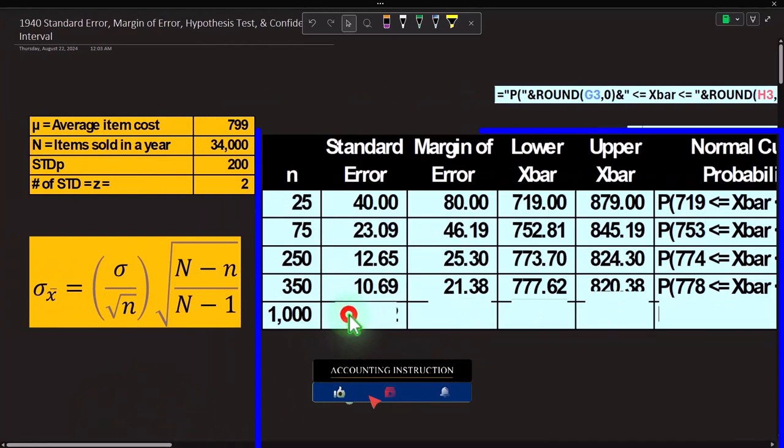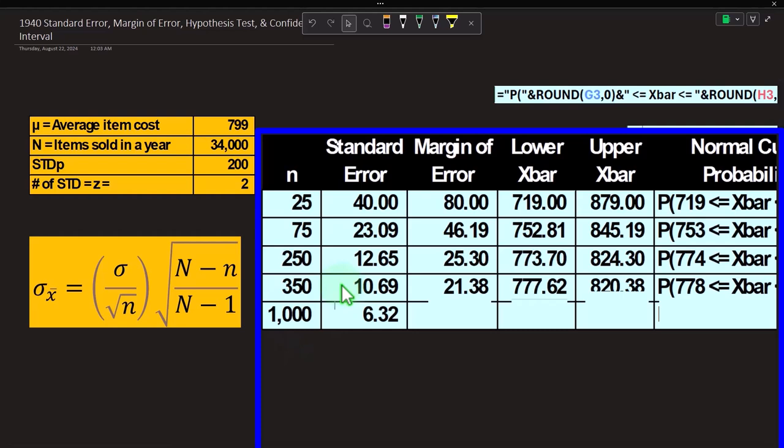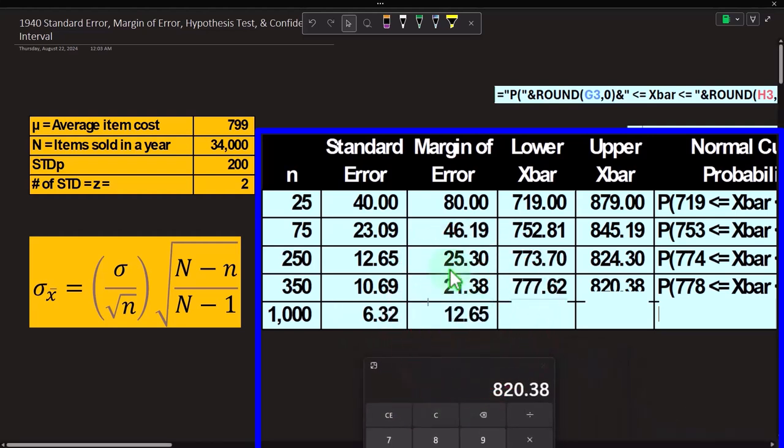There's less spread in the curve. And then if we go all the way up from 350 to 1000, now we put sigma still 200, the standard deviation of the population, over the square root of n, which is now going from 350 all the way up to 1000. But we only really had a difference going from 10.65 standard error, the spread, the standard deviation of X bar, the means, to the 6.32. So it's gotten tighter, but you can see the relationship isn't going up. It's not like a straight line as we increase the sample size.